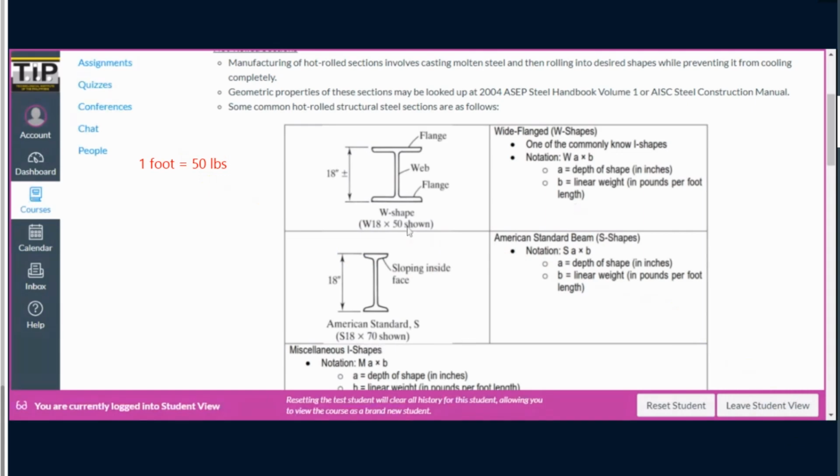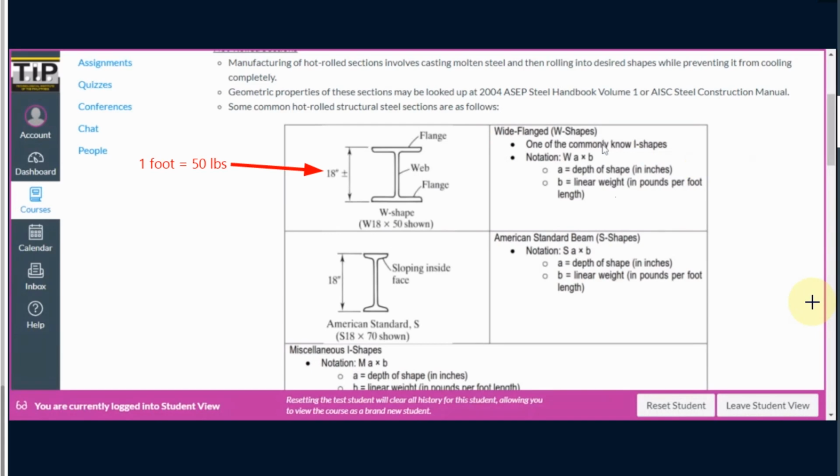And take note, we adopt this naming from AISC, so they are always in English units. Although the ASEP handbook provides the values in metric units, they name it the same as for the United States, using English units. So try to browse some parts of the steel handbook in order for you to be familiarized.